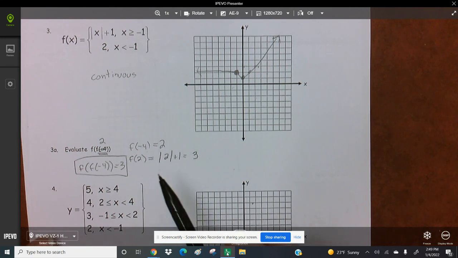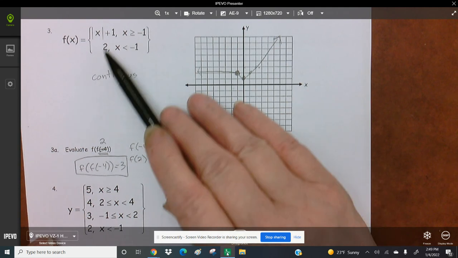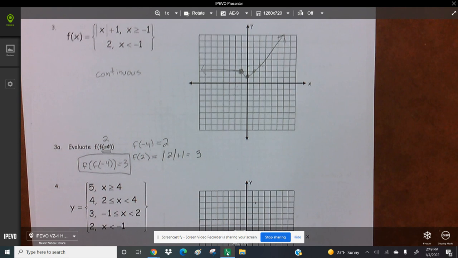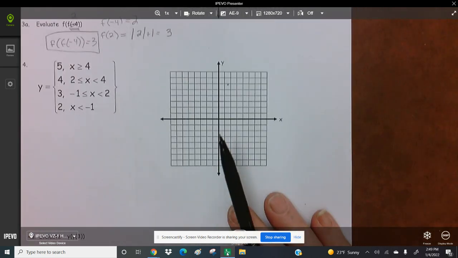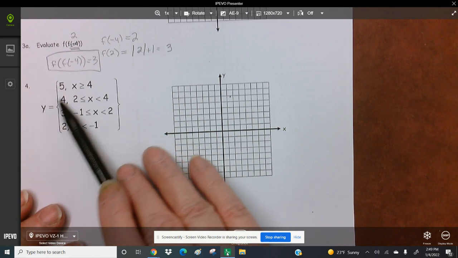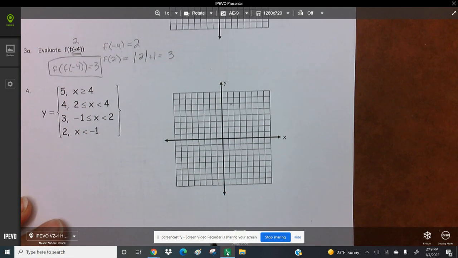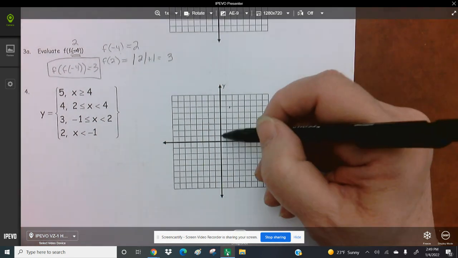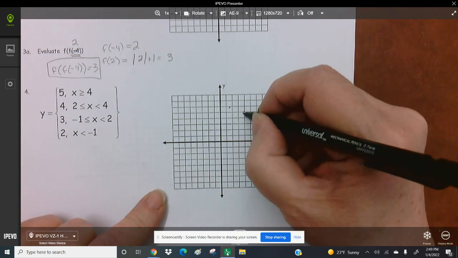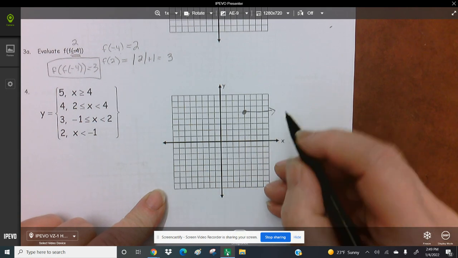So you just discover which one of these is valid at that number and then use that number to figure out what the expression would equal. And on the last one, we have 4 lines: y equals 5, y equals 4, y equals 3, y equals 2, but we have to think about all these restrictions. So 1, 2, 3, 4, 5, but I have to start at 4 and it has to be greater than or equal to 4, so it'll go in this direction.